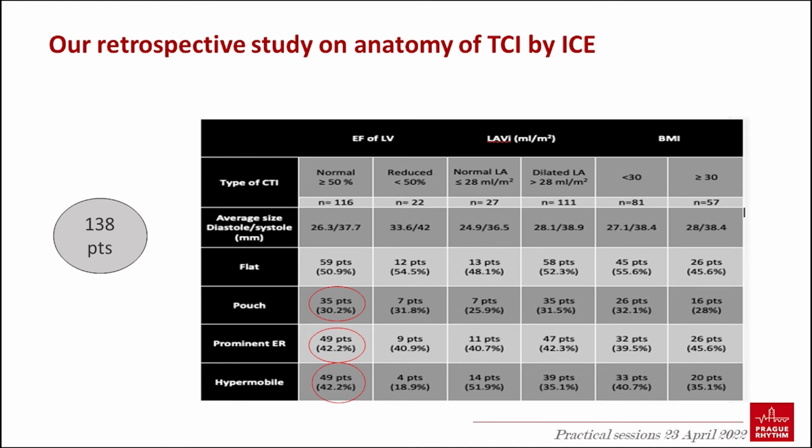Here is our recent retrospective study of the anatomy of the CTI in 138 patients, and as you can see, 42% of patients had a hypermobile isthmus or an isthmus with a prominent eustachian ridge. Interestingly, patients with a reduced left ventricular ejection fraction showed less hypermobility of the isthmus.